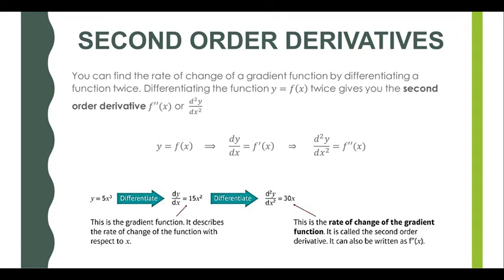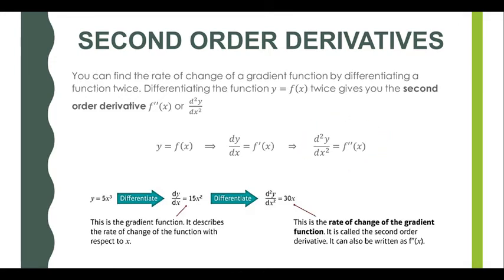This is also called the second order derivative, which we denote f double dash of x, or d squared y over dx squared. So starting off with the function y equals f of x, we can differentiate and get dy over dx equals f dash of x, or d squared y over dx squared, which is the same as f double dash of x.